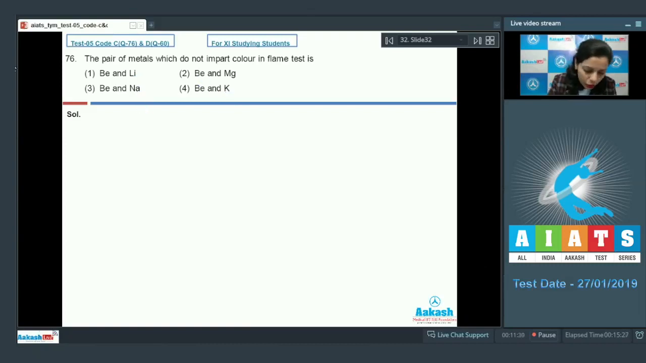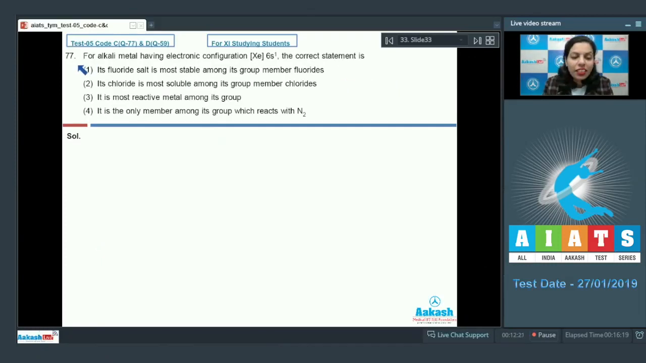So the second option is representing the pair of metals which do not impart color in flame test. The answer for this question is option 2. After this, question number 77. For an alkali metal having electronic configuration xenon 6s1, it is representing the configuration of the alkali metal cesium.